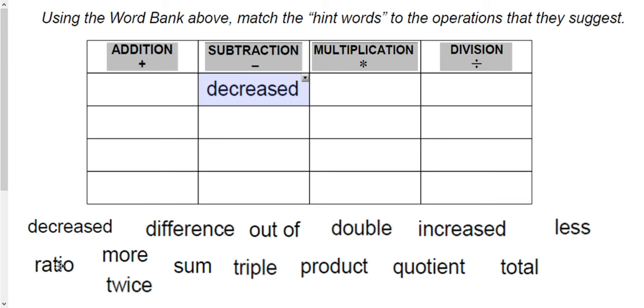Ratio is an interesting one. Ratio is a fraction, so that's dealing with division. Fraction bar means division, so if you see the ratio of something, it means you've got something divided by something. More, what do you think about more? 5 more than something means you're adding.